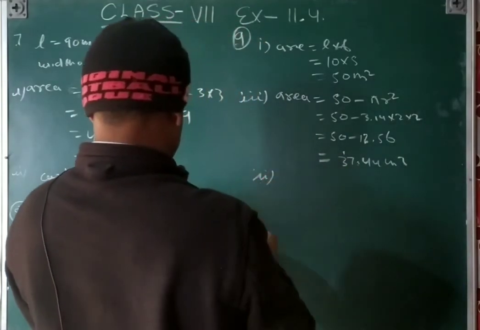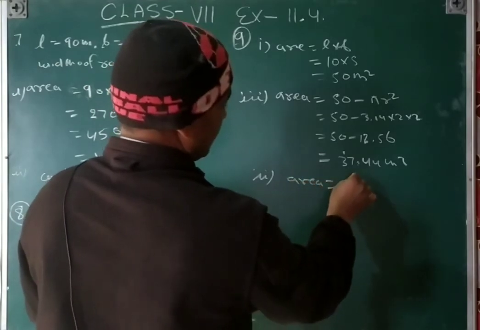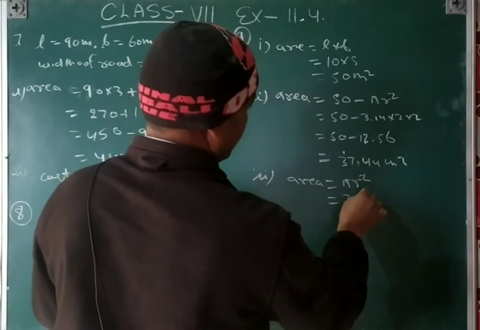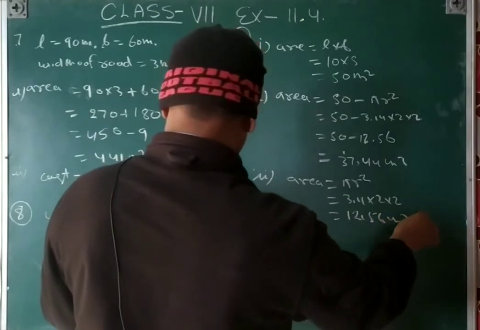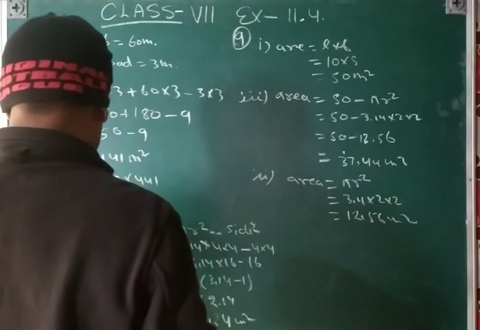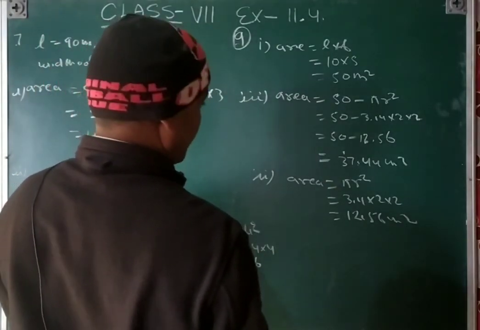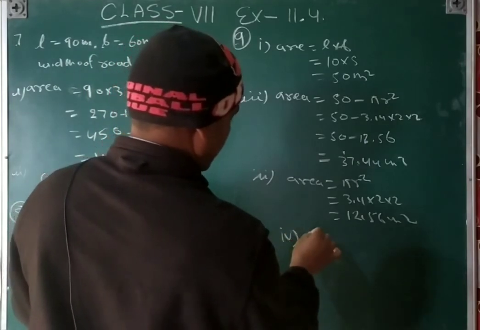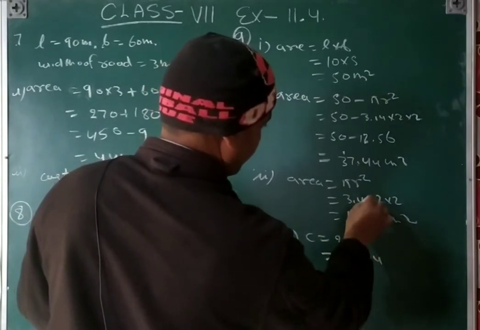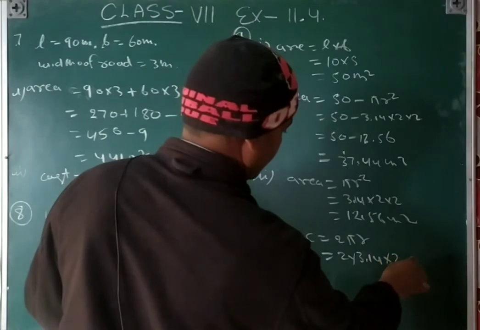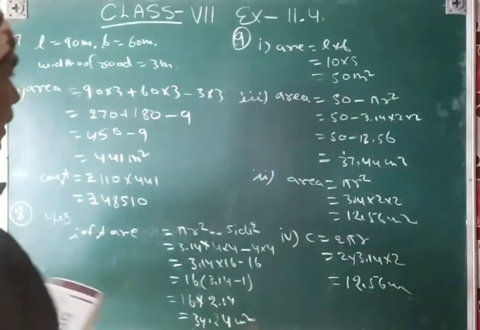And then see the other part. Area of flower bed is pi r square, that is 3.14 into 2 into 2, so that is 12.56 centimeter square. The circumference of the flower bed is 2 pi r. So circumference is equal to 2 into 3.14 into 2, that will be 12.56 centimeter. And then question number 10.